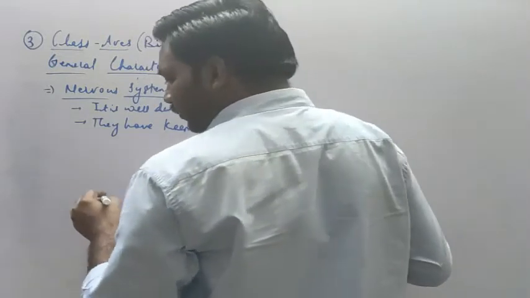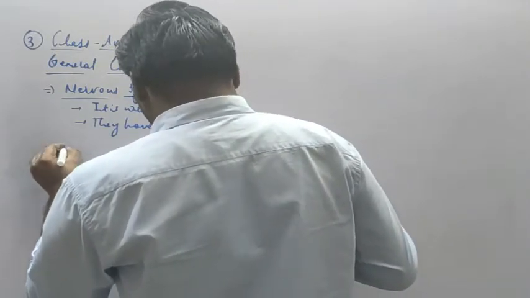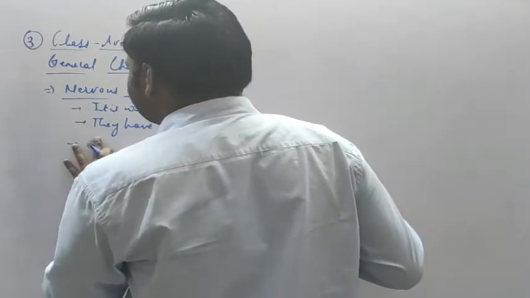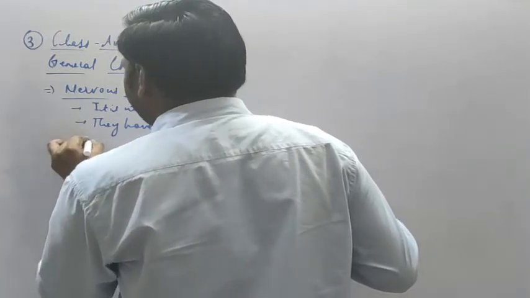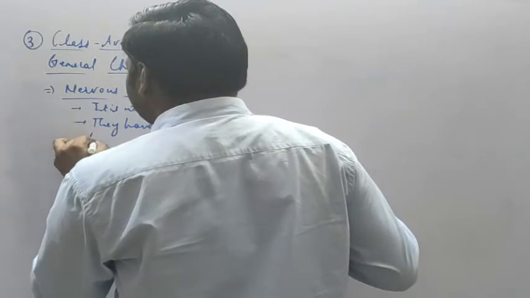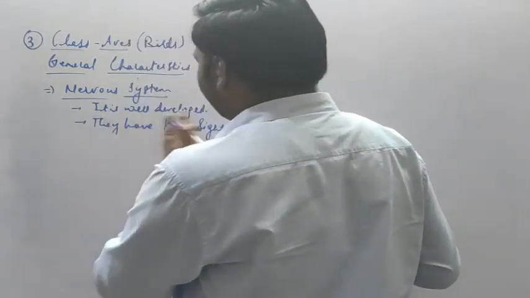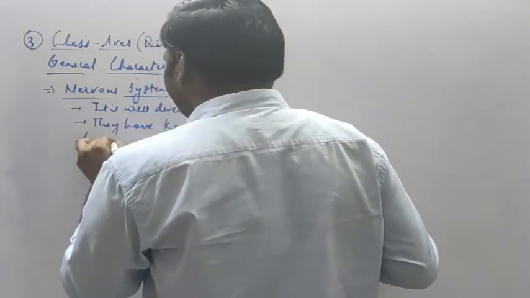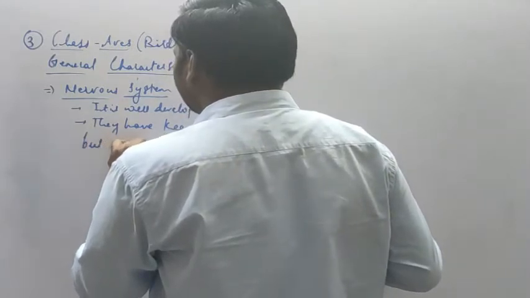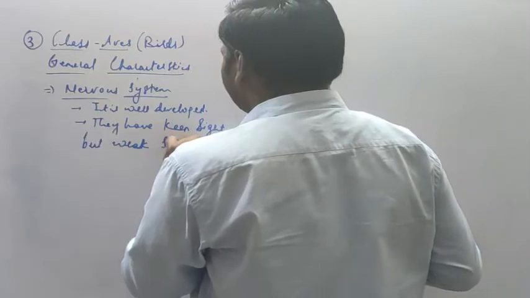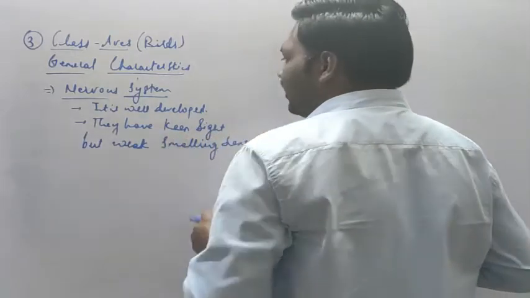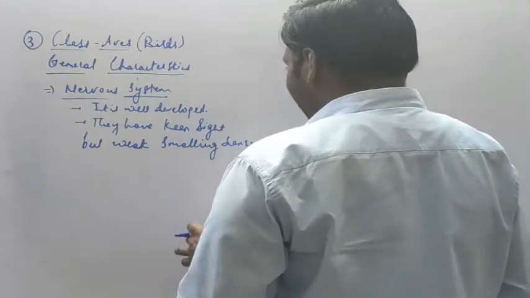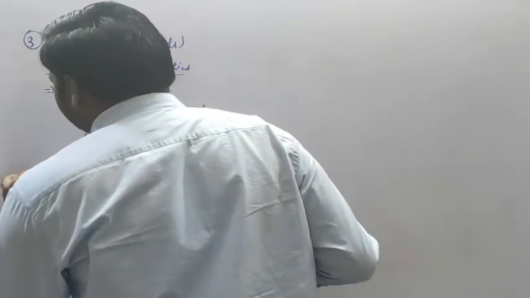The next, they have keen sight, but weak smelling sense. So that is about the nervous system. Then apart from this, we will discuss the excretory system.